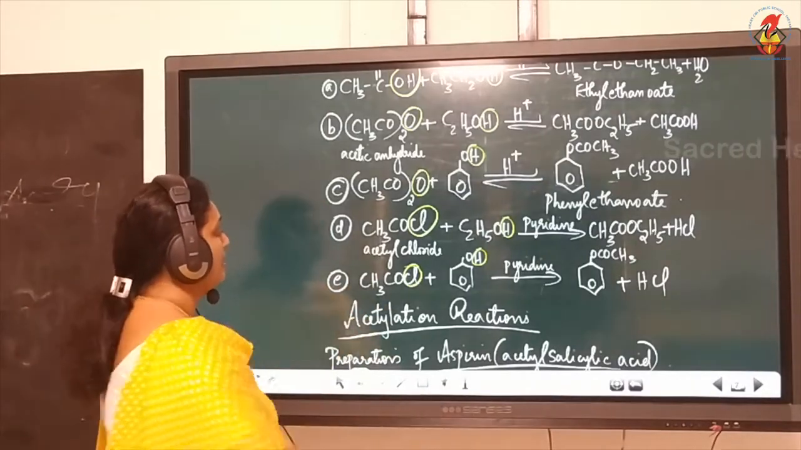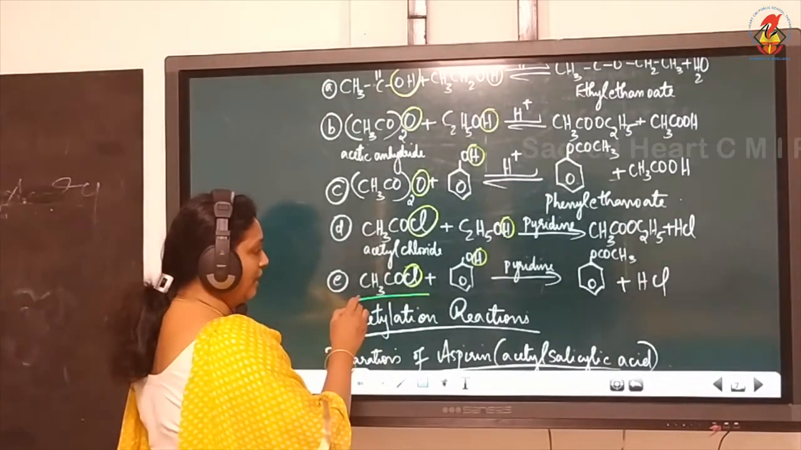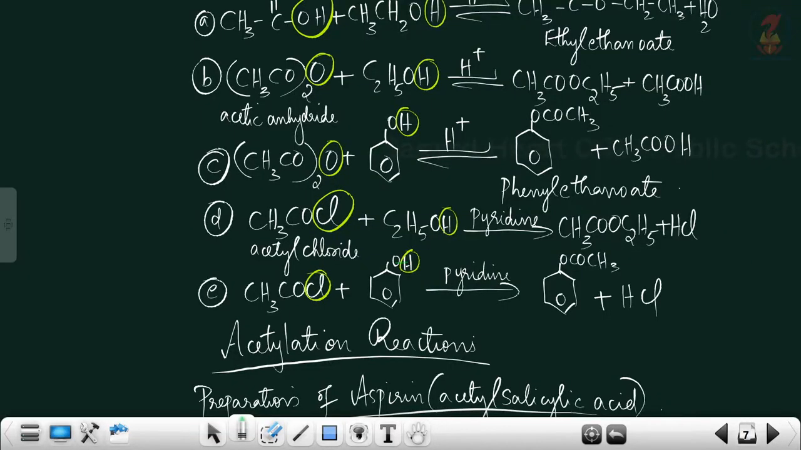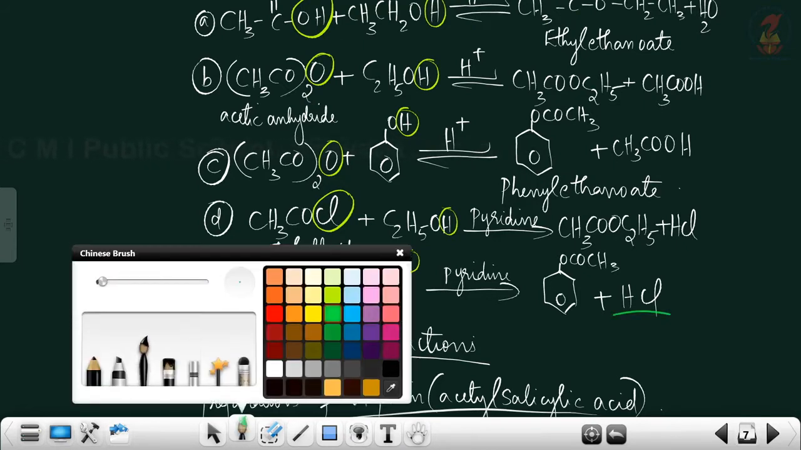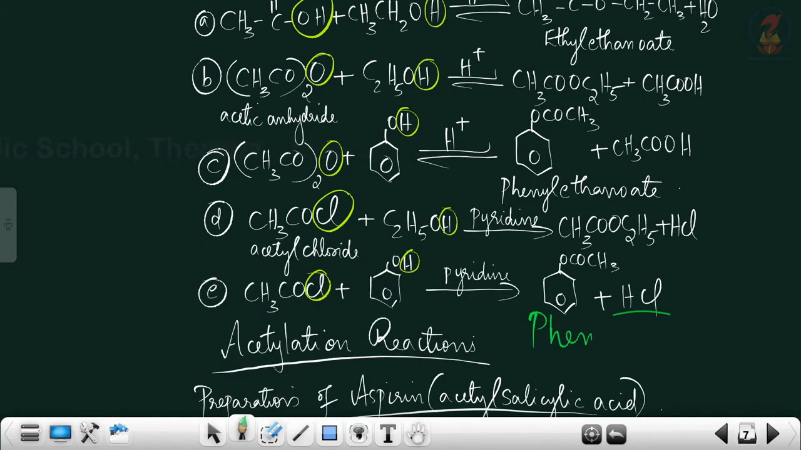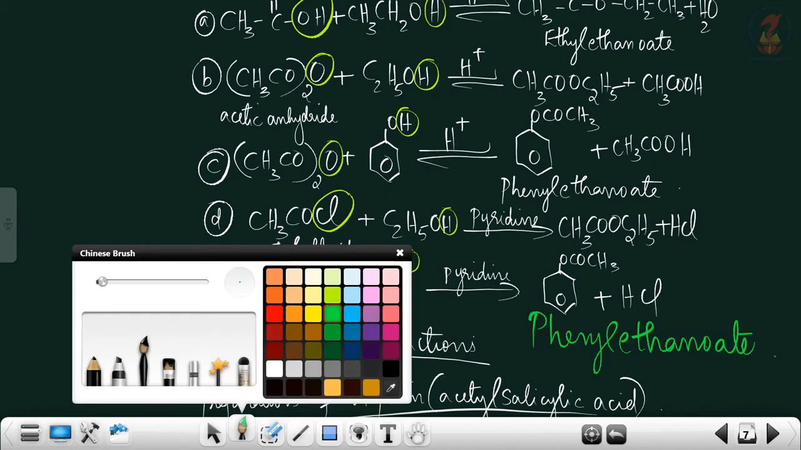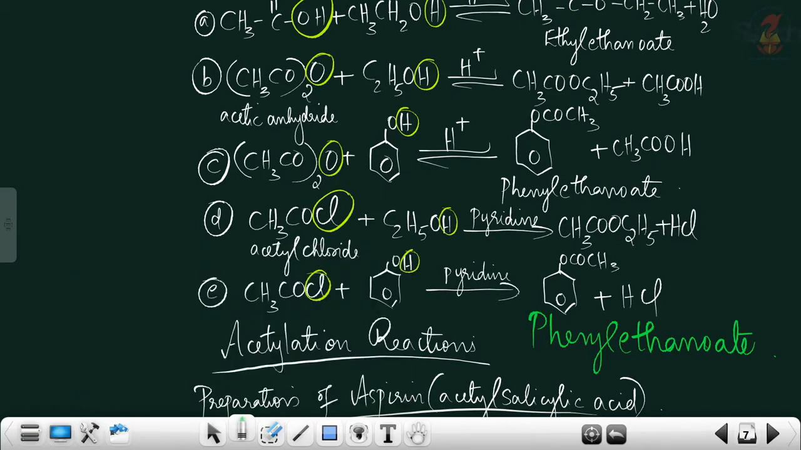Now, the last example is the reaction of acid chloride, acetyl chloride with phenol. The OH bond in phenol is broken and H and Cl will combine to form HCl, and we get the ester. And the name of this ester is phenyl ethanoate. Now, I told you the reaction of acid chloride with alcohol and phenol takes place in the presence of pyridine as catalyst, which is a base.